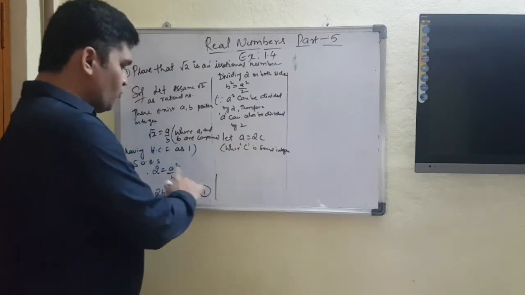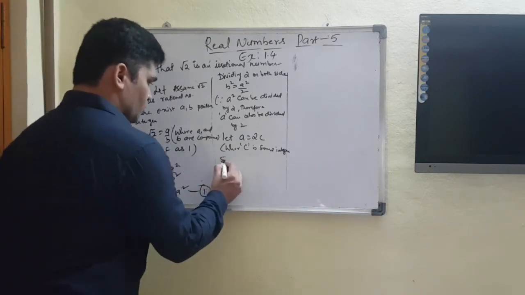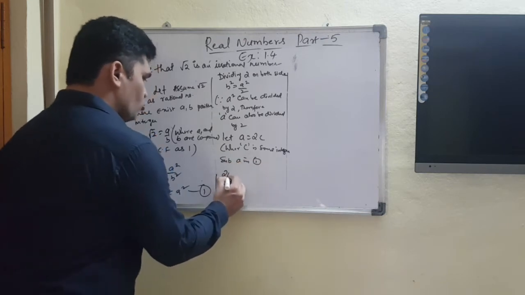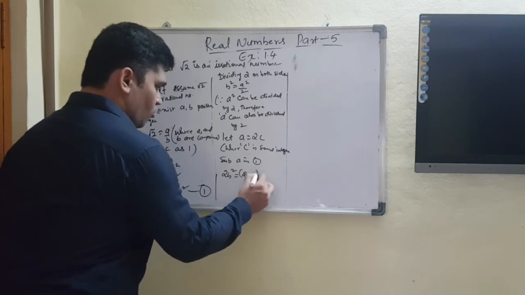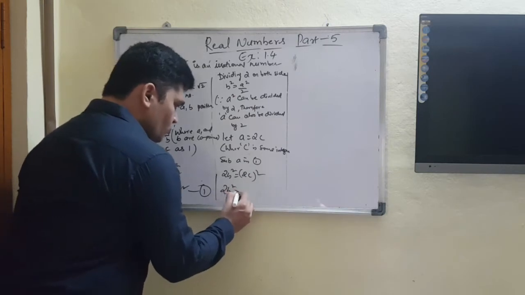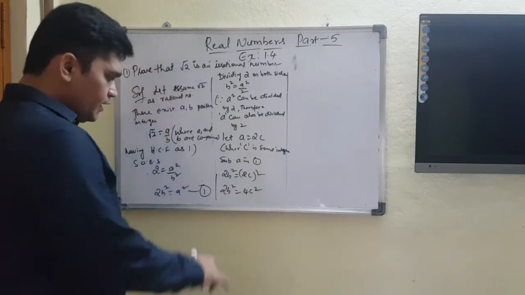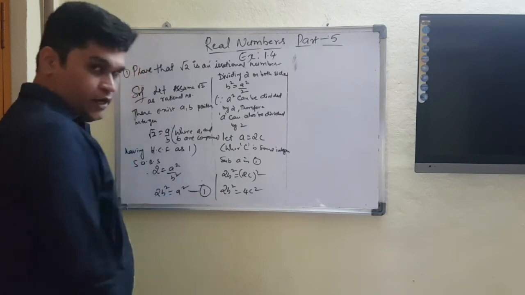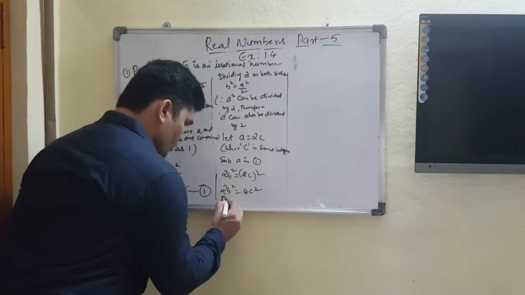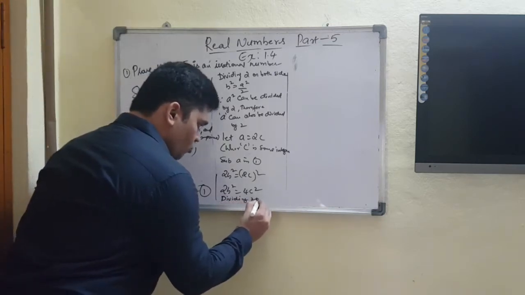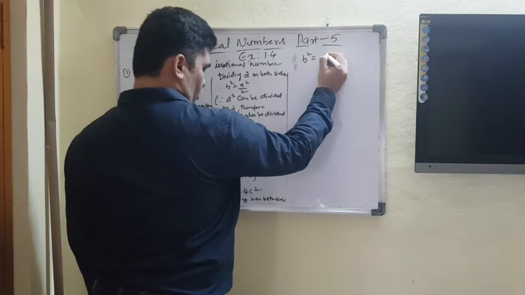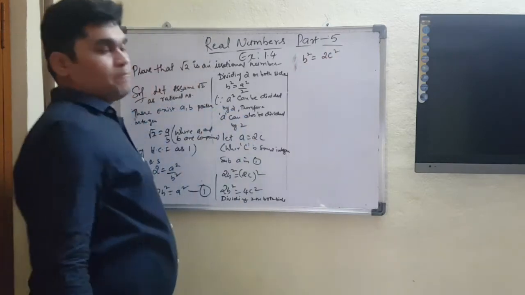Substituting this a equal to 2c in the first one, what will happen? Substituting a in equation 1, it will be 2b square equal to 2c whole square, because a you got 2c, whole square. So what you got now here? 2b square equal to 4c square, right? If I want to remove 2 again for b, what I'm going to do? Dividing by 2 on both sides. What will be? It will be again b square equal to 2c square, right?